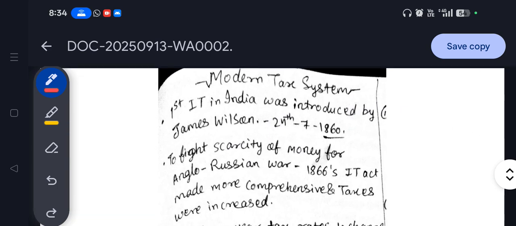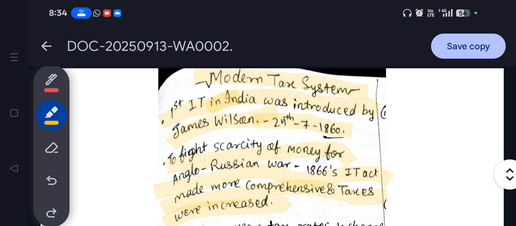Now we move to the tax system after independence, that is the post-independence tax system. The first IT in India, that is the first income tax concept in India, was introduced by James Wilson on 24th July 1860, to fight the scarcity of money from the Anglo-Russian War. The 1866 IT Act made it more comprehensive and taxes were increased.